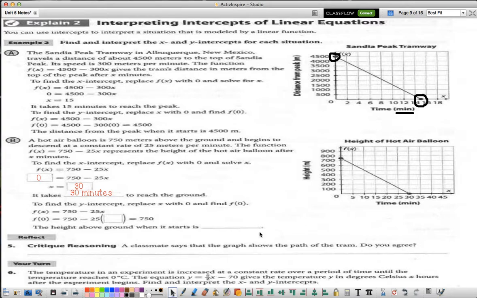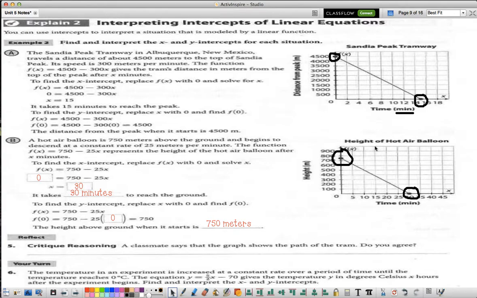Okay, so now I know that we can just look at the graph and have it tell us that. So I'm also going to do that for the y-intercept. So here's our y-intercept, and that's at 750. What I would do to solve those is replace my x with 0, and then solve for my f of x. In this case, what this tells us is the height above the ground when it starts is 750 meters. So before the balloon starts to descend, it's at 750 meters.